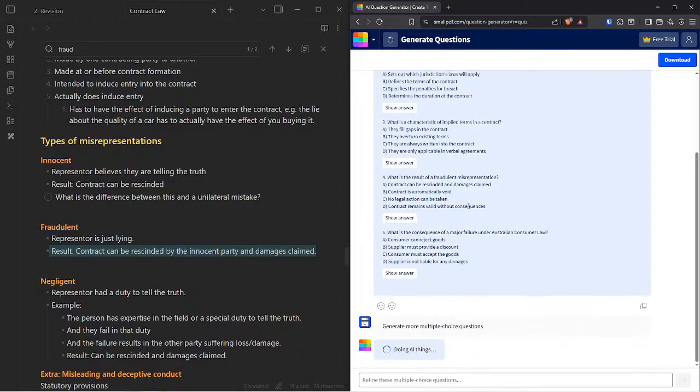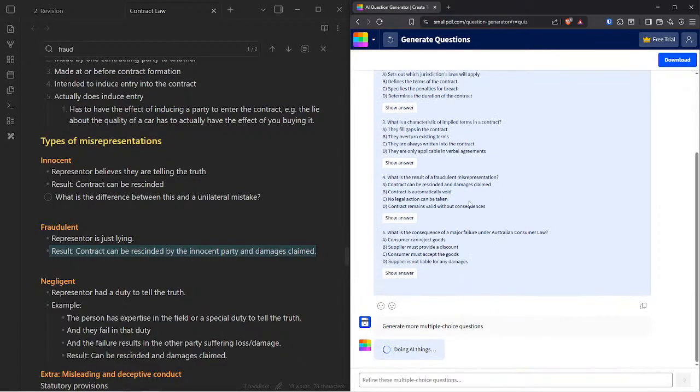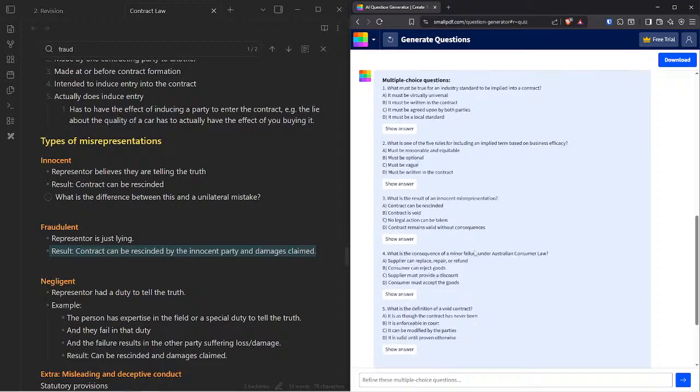More multiple choice. I wonder if there's a limit on how many I can generate. I think there is. If I can do 5 more, we'll just do 5 more.